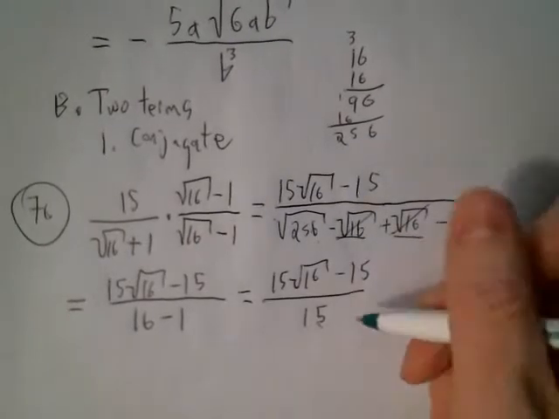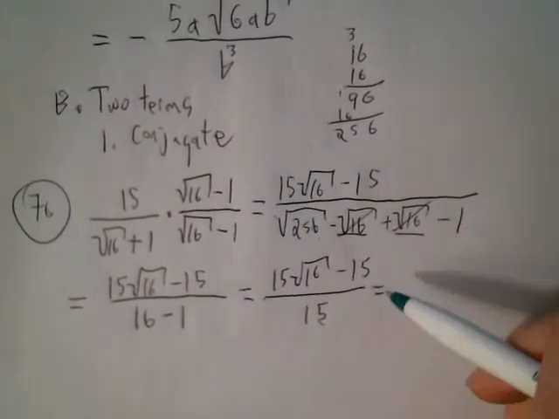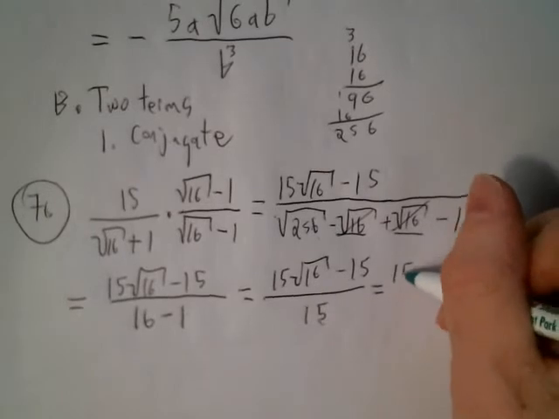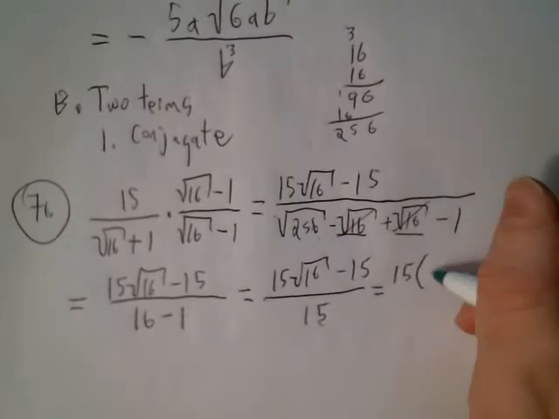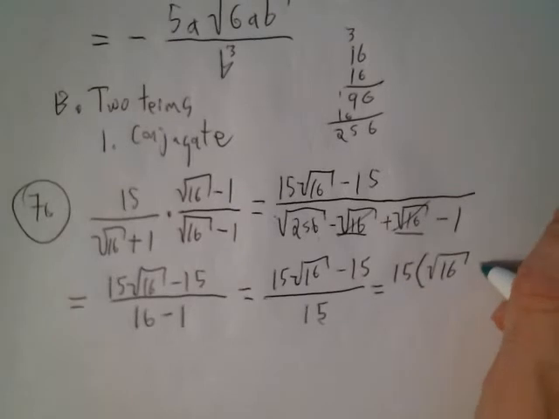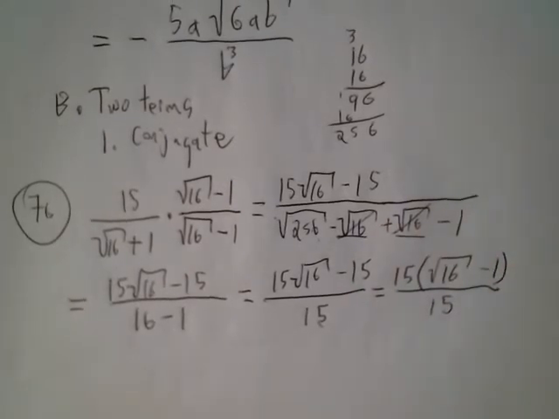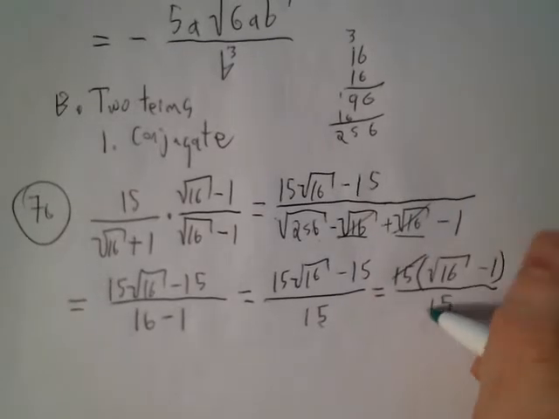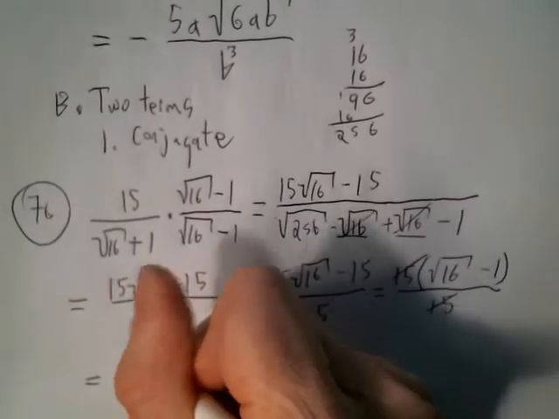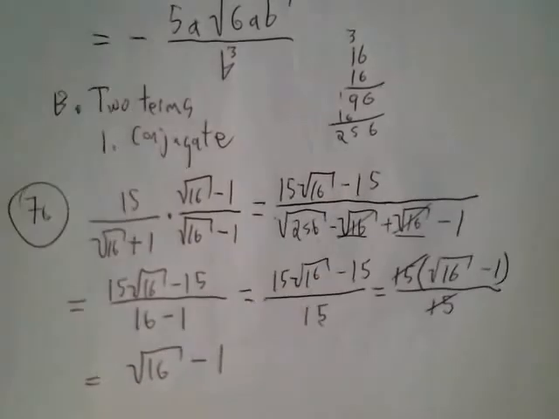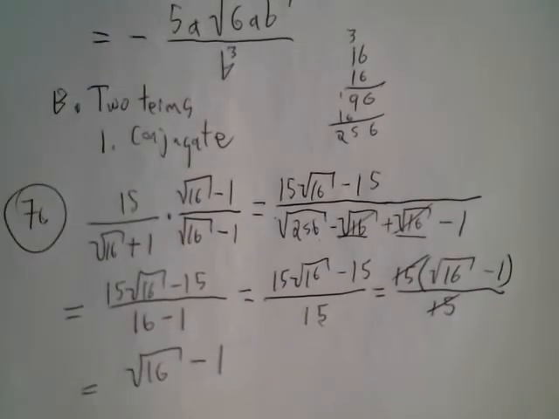And then I think we can simplify a little. So I'm going to have to factor out the 15, since I distributed it early. So I have square root 16 minus 1. Oh, and lo and behold, I can remove the 15, and I'm just left with square root 16 minus 1. Just 2 more examples, and that'll be it for this section.